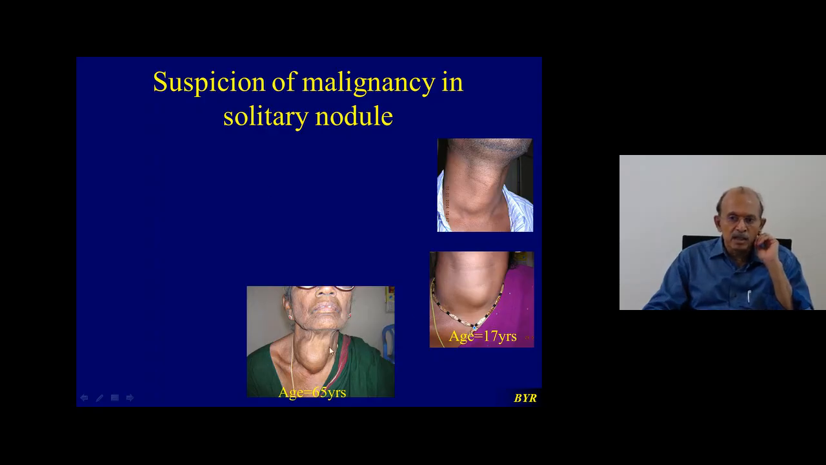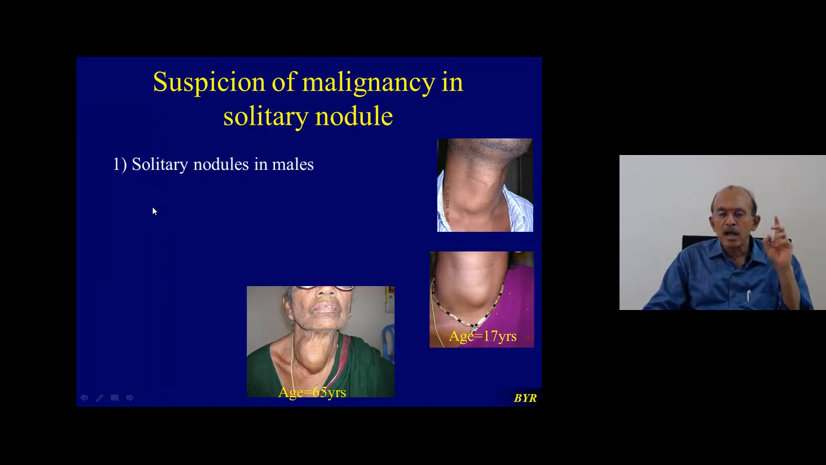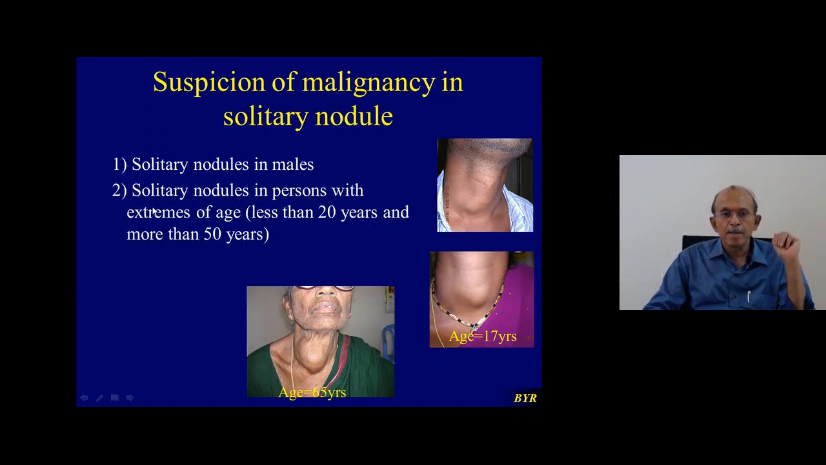So in these patients, what are the suspicion factors here? Let us see here. Solitary nodules in males. One third of male patients having solitary nodules have carcinoma. That means you must view male patients with high suspicion. Then solitary nodules in persons at the extremes of age, less than 20 years and more than 50 years. You must suspect carcinoma. Then history of radiation during childhood.